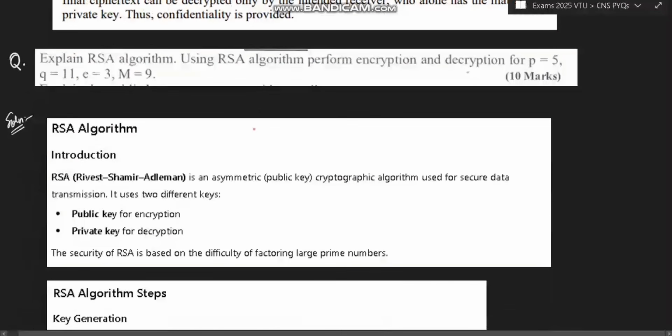The next super repeated topic is the RSA algorithm. Using the RSA algorithm, you have to perform encryption and decryption. We have been given 4 inputs: P is equal to 5, Q is equal to 11, E is equal to 3, and M is equal to 9.